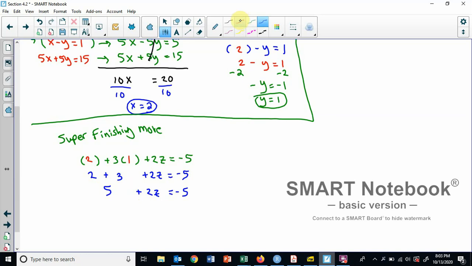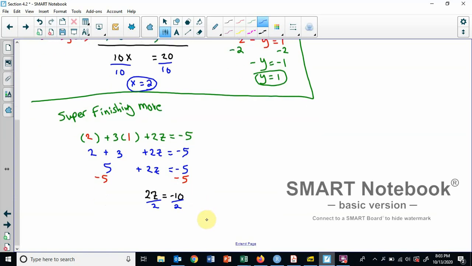And so that is a positive 5, so I will need to subtract 5 from each side. And what I get is 2z equals negative 10. And divide both sides by 2. I'm kind of out of space, so I guess I can scroll down a little bit more. And so z will equal negative 5. So there, I have found all three variables.